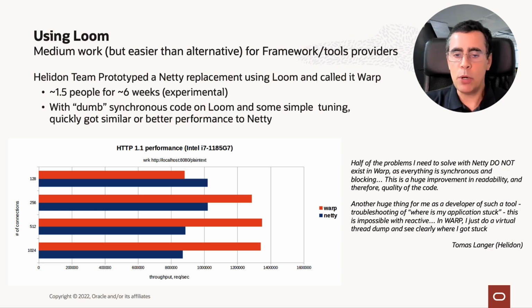Netty is a mature product, actively maintained since 2004, so it has about 18 years' worth of hard work and optimizations. Using Loom and dumb synchronous code, and some tuning, the Helidon team was able to get similar or better performance to Netty in just 6 weeks. And, perhaps more importantly, the code for Warp is much easier to read, maintain, and debug. We get a nice quote here from Thomas Longer from Project Helidon, about how they never encountered some of the problems that they had expected to run into.